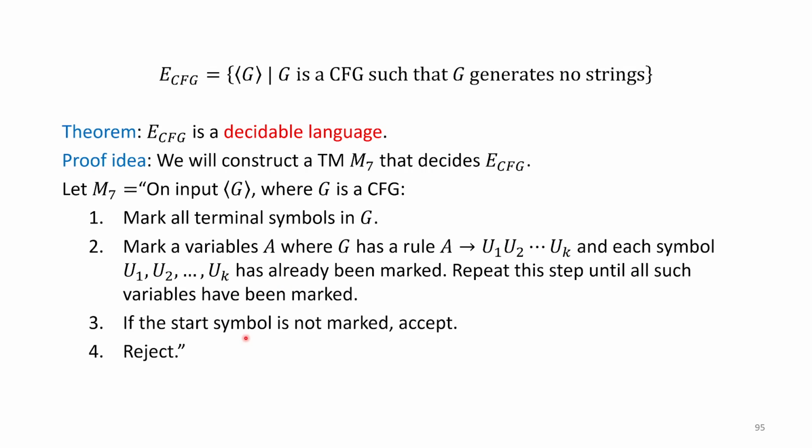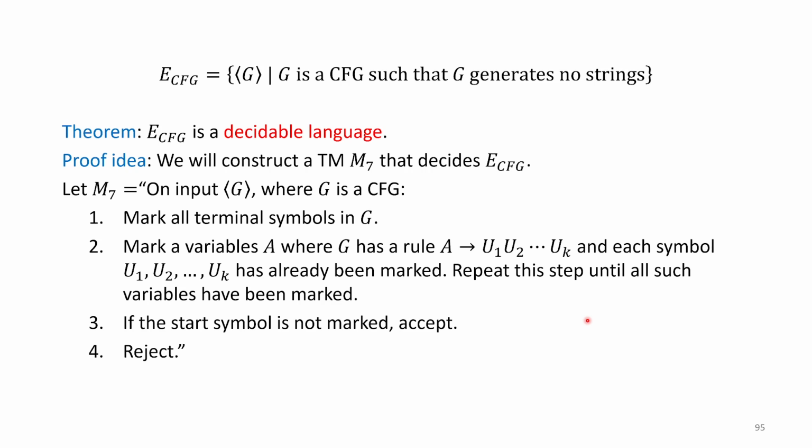If we can get back to the start symbol, then what we've basically done is backtracked through a path that ended in all terminals and started at the start symbol. So if we can start at the start symbol and get to all terminals, then we can generate a string. So if the start symbol is not marked, then we should accept, meaning we generate no strings. There's only a loop there. Otherwise, we reject.